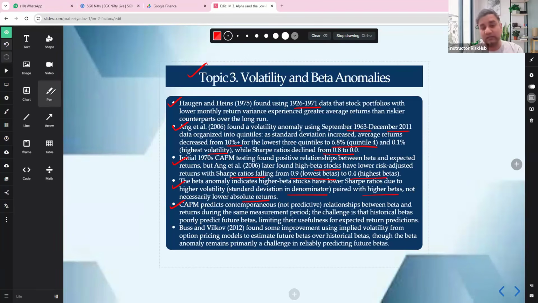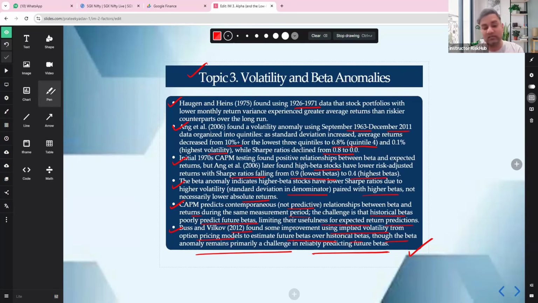The key reason, or the mathematical intuition, which comes out here is that the Sharpe ratio is return divided by volatility, right? So with high beta, volatility increases a lot. The return doesn't increase proportionally. CAPM predicts a contemporaneous, not predictive, relationship between beta and return during the same measurement period. The challenge is that historical betas poorly predict future betas, limiting the usefulness for expected return prediction. Then we go to Buss and Vilkov 2012, who found some improvement using implied volatility from an option pricing model to estimate future betas over historical betas, though the beta anomaly remains primarily a challenge in reliably predicting future betas, right? So beta is kind of backward looking, unstable, a poor predictor of future return.